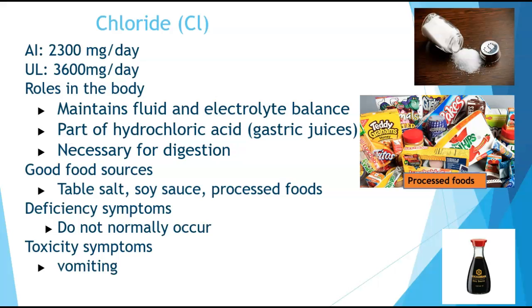So the good food sources are the same sources that we saw on a previous slide for sodium, and deficiency symptoms do not normally occur. You can also see them in people that vomit a lot, like bulimics. And toxicity symptoms: if you get too much chloride, you usually vomit. It's your body's way of getting rid of some extra chloride.